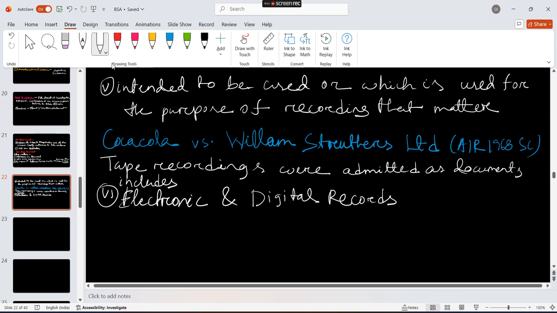Even your WhatsApp recording is a document, your WhatsApp message is also a document, email, other server log, everything which is stored in your devices, everything is a document. Okay, so this is all about the definition of document.